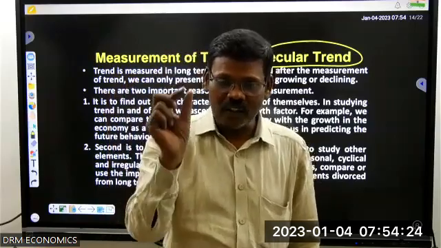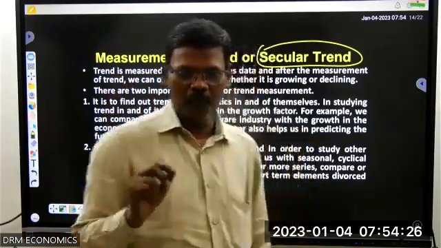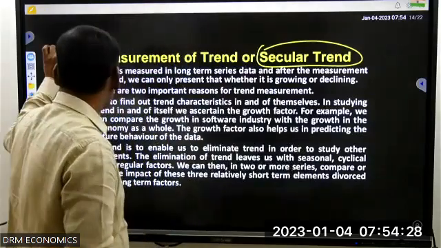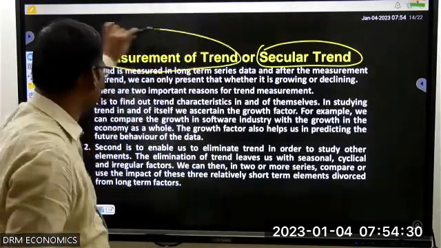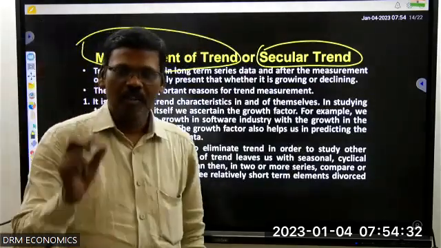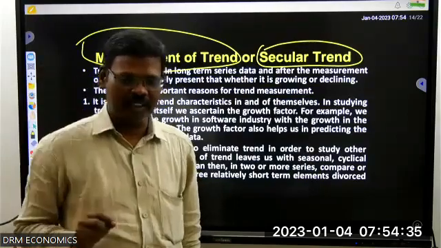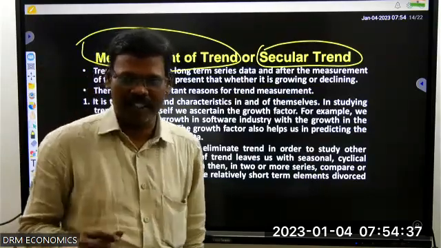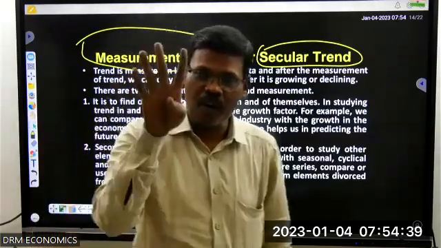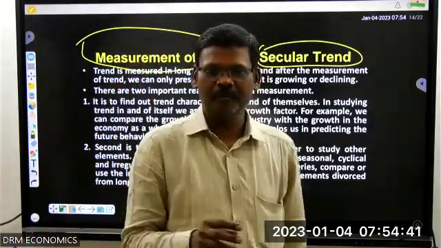The secular trend, how we are going to measure the secular trend. Here we have 4 methods to measure the secular trend.